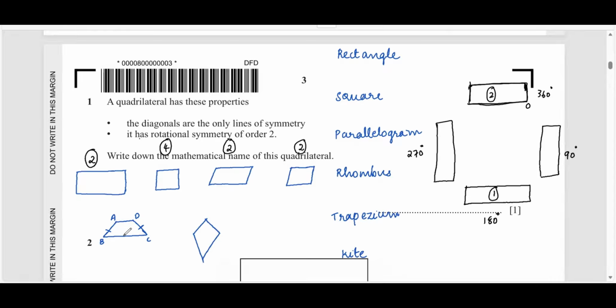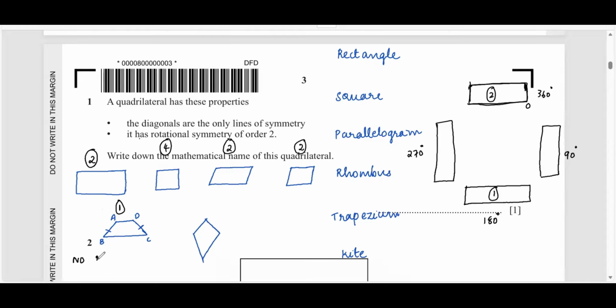And an isosceles trapezium: when we rotate it 90 degrees, we will not get the same shape. 180, no. 270, no. 360, when it comes back to one full cycle, to its original position, we will get the same shape. Only when we rotate it through 360 degrees do we get the same shape. There is no rotational symmetry, or we say the order of rotation is 1.